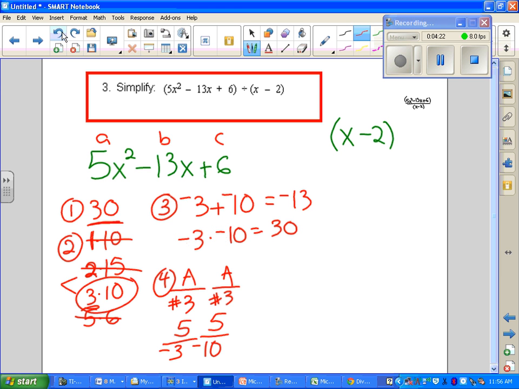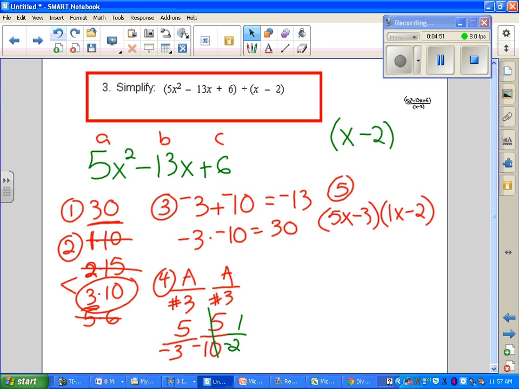Okay, step number 5 is putting them in as parentheses. But before I do that, I'm going to reduce my fractions. 5 over negative 3 is in lowest terms, so I'm okay with that one. But 5 over negative 10 is not. 5 over negative 10 is really 1 over negative 2. Step number 5 is the fractions turning into the final answer. I have 5x minus 3, and I have 1x minus 2.